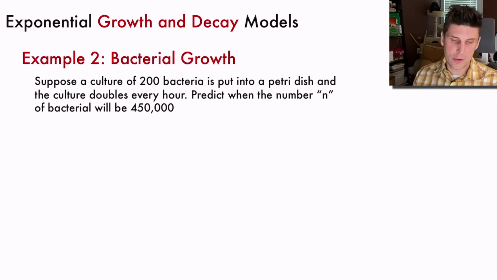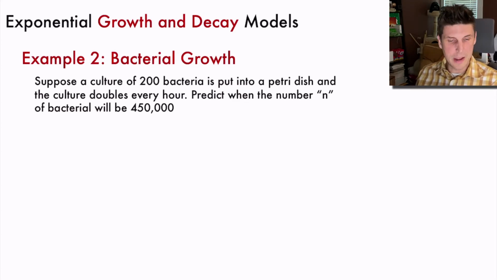Suppose we have a culture of 200 bacteria, and it's put into a petri dish, and the culture doubles every hour. So this is different. Rather than them giving us a percentage of growth, they're just saying it doubles every hour. Basically, I guess the rate of growth would be plus 100%, right? So it's 2 times every hour. 1 plus 1, right? It's 2.